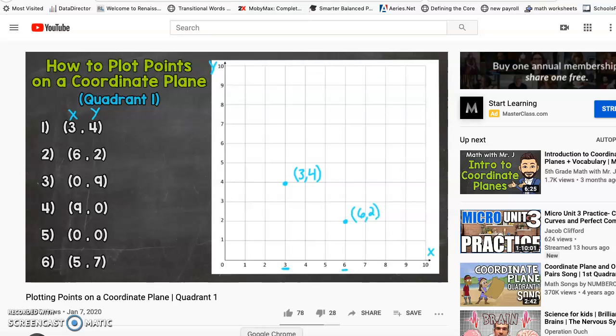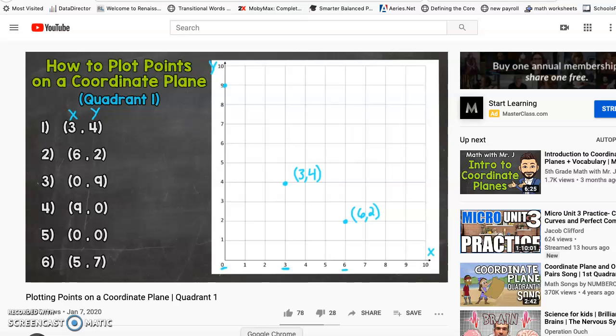Number 3, we have 0, 9. So our x is actually 0. We don't move over at all. So we stay put here at 0, and we go up 9. And we plot our point directly on our y-axis because, again, our x was 0, so we did not move over at all.